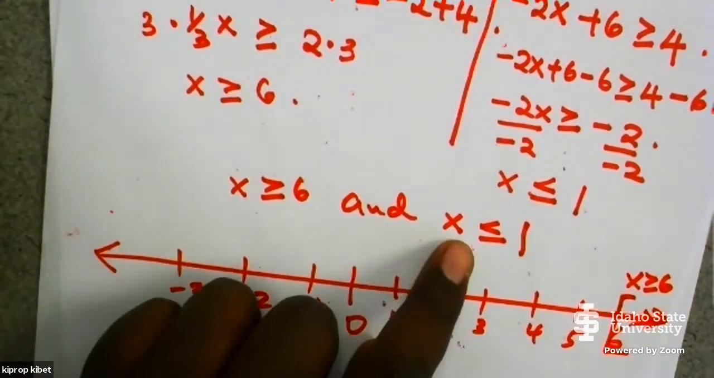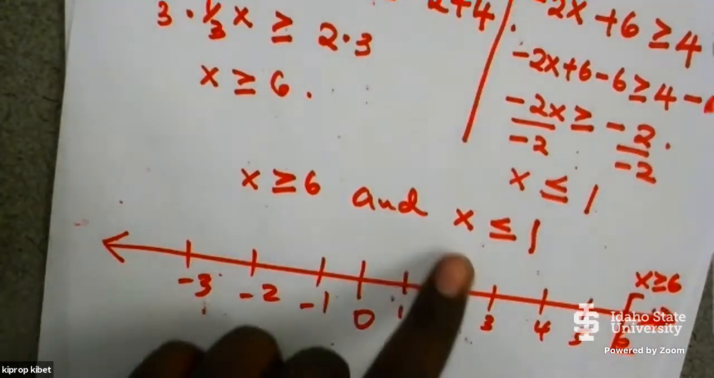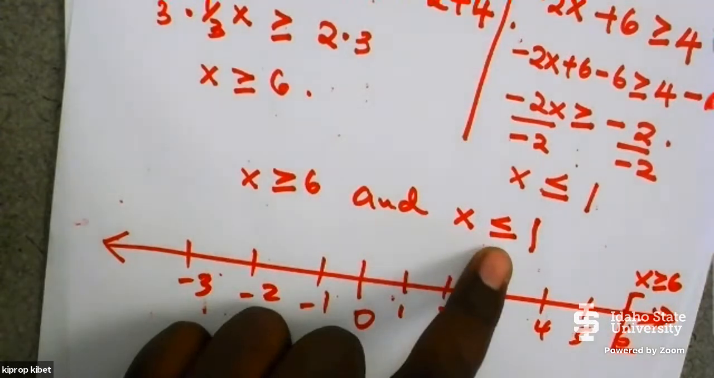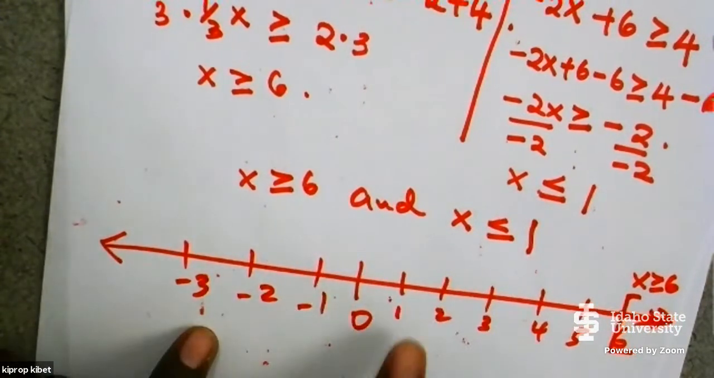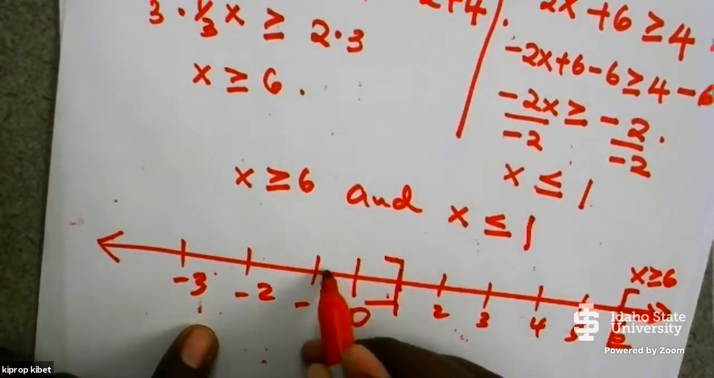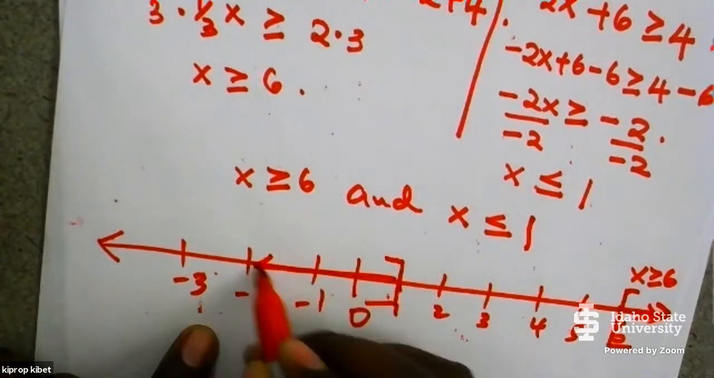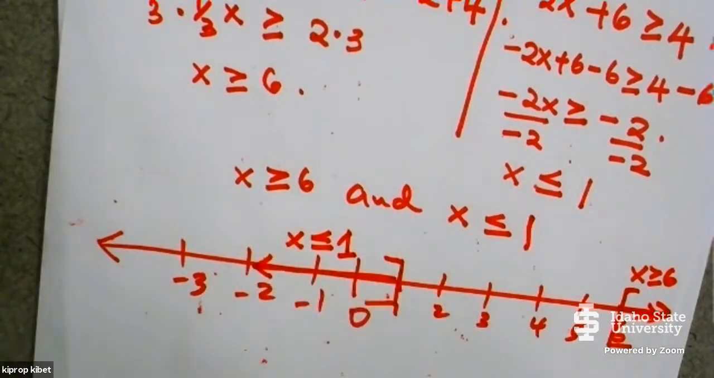Now we come to x less or equals to 1. You can use the same graph, you don't have to draw again. So you come to x less or equals to 1. Where is it? Here, right? And then it is going in which direction? So x less or equals to 1.